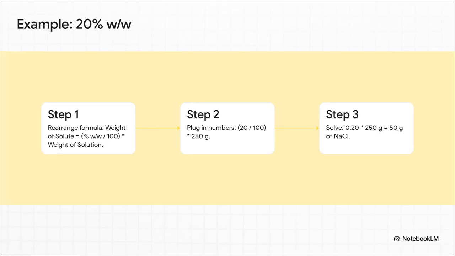So let's see how this works. Picture this. You've got a jar with 250 grams of a saltwater solution, and the label says it's 20% W/W. So how much of that is actually salt? First, we just need to flip our formula around a bit to solve for the solute's weight. That gives us the percentage divided by 100 times the total weight of the solution. Then we just plug in our numbers. 20 divided by 100 is 0.20. Multiply that by 250 grams, and there's our answer. There are exactly 50 grams of salt in that jar.